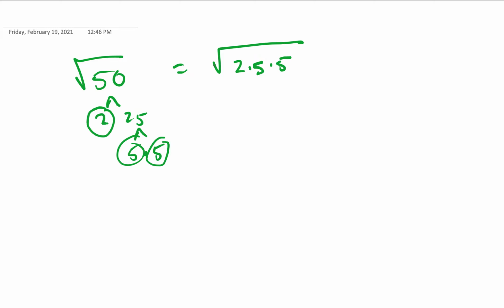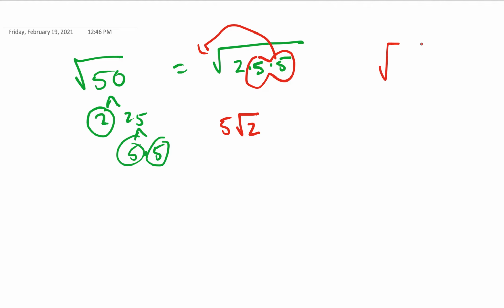Write each step. Write your little umbrella, your square root umbrella. And then we circle, or what some people call the peanut, put a little peanut around the pair. So the pair we can take out, and we're left over with a 2. So whatever we're left over, we multiply it back together. Whatever two things we take out turns into 1.